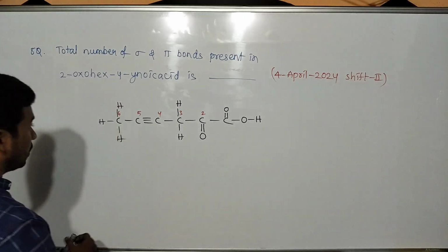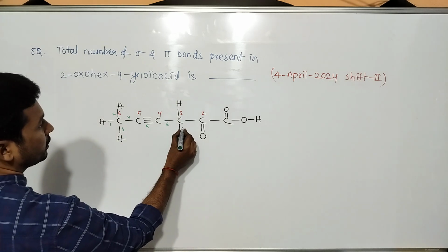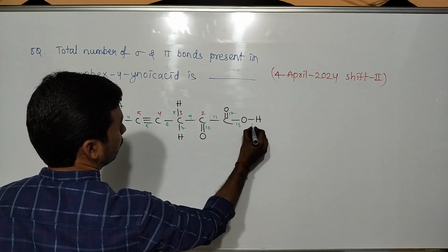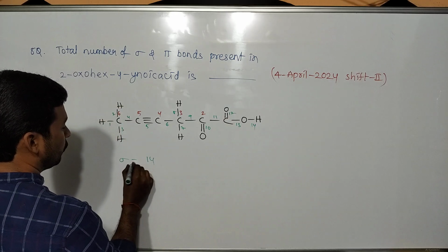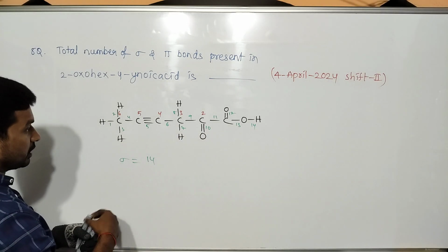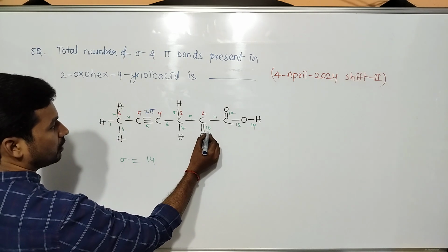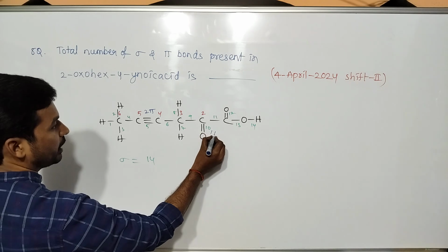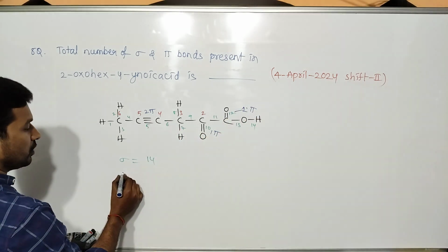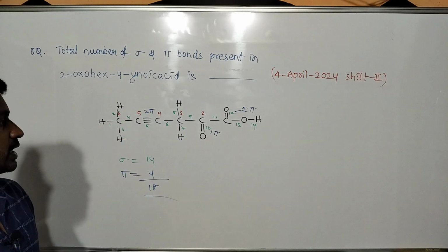Sigma bonds: 1, 2, 3, 4, 5, 6, 7, 8, 9, 10, 11, 12, 13, 14. Sigma bonds are 14. Next, pi bonds. The number of pi bonds here: in a double bond, 1 pi bond; here 1 pi bond; in the triple bond, 2 pi bonds. 1, 2, 3, 4, so the number of pi bonds is 4. Total becomes 18. The total number of sigma and pi bonds here is 18.